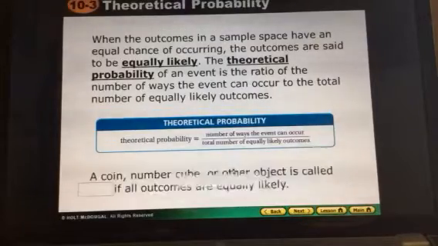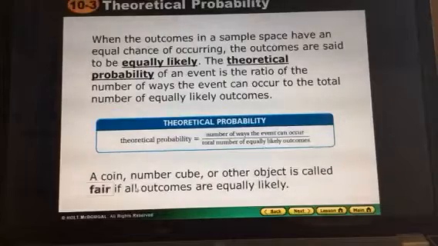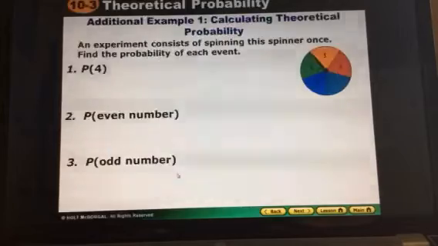Okay. So a coin, a number cube, or other object is called fair if all the outcomes are equally likely. I don't know if you've ever heard of a weighted number cube, or they say a weighted die. You could also have a weighted coin where a certain number comes up more than others, or one side, the heads or the tails, comes up more than others. But they have to be fair.